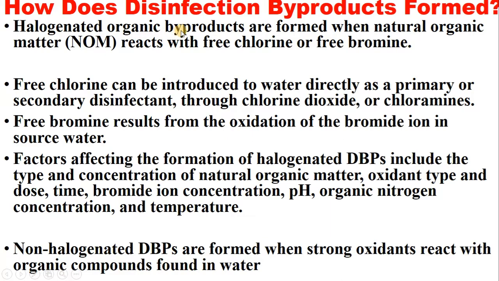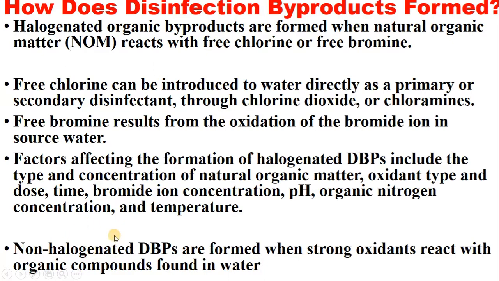Now, halogenated organic byproducts are formed when natural organic matter (NOM) reacts with free chlorine or free bromine. Free chlorine can be introduced to water directly as a primary or secondary disinfectant, through chlorine dioxide or chloramines. Free bromine results from the oxidation of the bromide ion in source water. Factors affecting the formation of halogenated disinfection byproducts include the type and the concentration of natural organic matter, the oxidant type and dose, contact time, bromide ion concentration, the water pH, the organic nitrogen concentration in the water, and the water temperature.